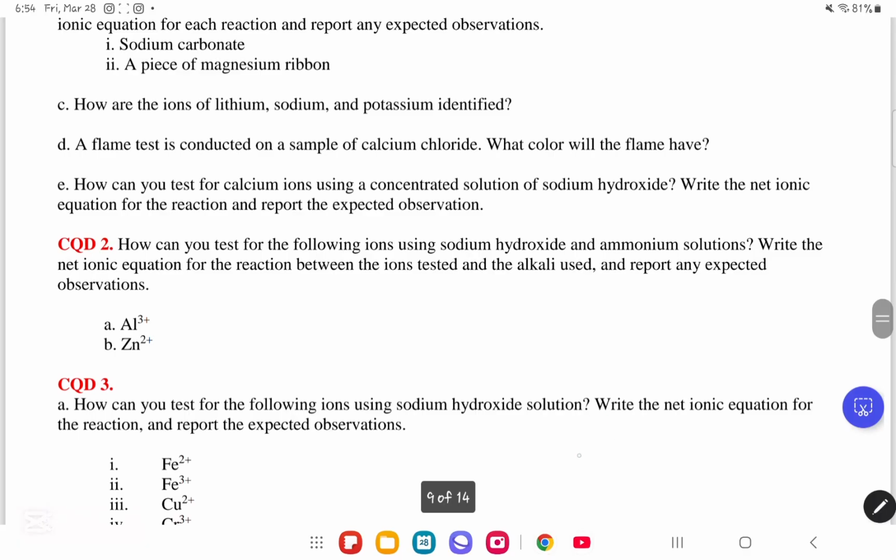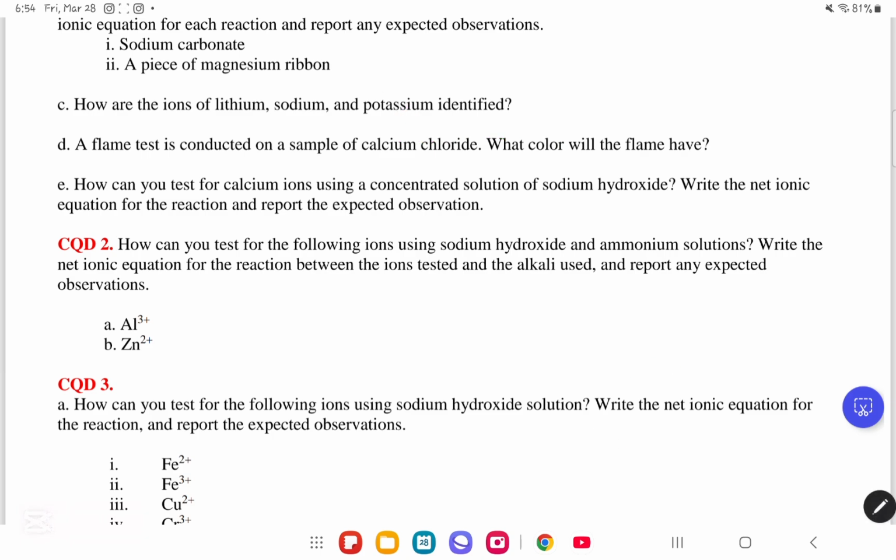We move on to part C. In part C, they said, how are the ions of lithium, sodium, and potassium identified? We use something called the flame test. Lithium has a crimson red color, which means deep red color. Sodium has a yellow or orange yellow color, and potassium has a violet or lilac color.